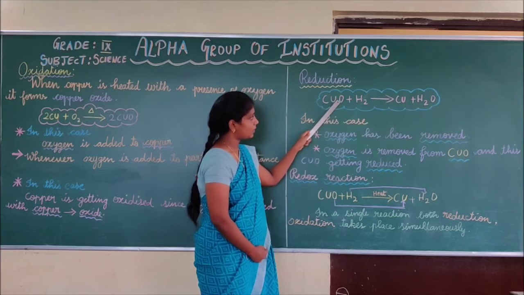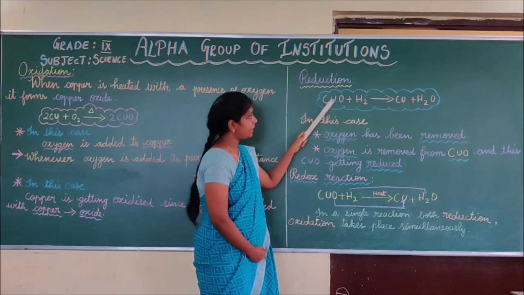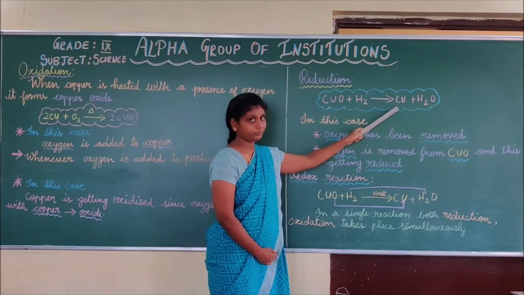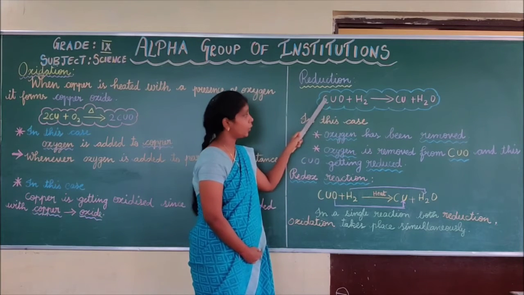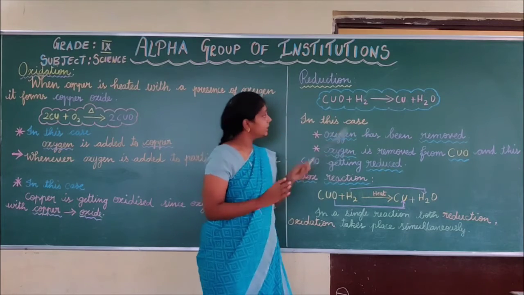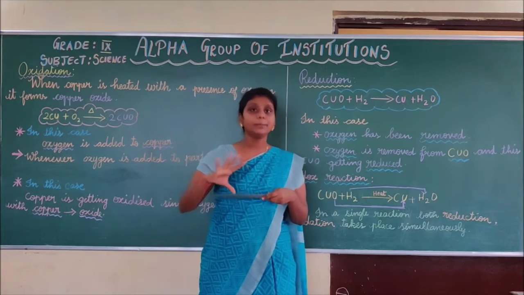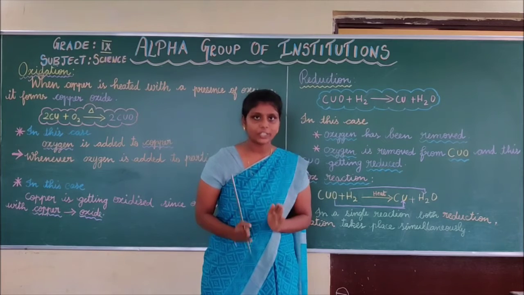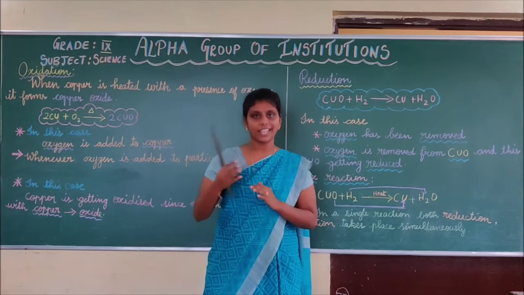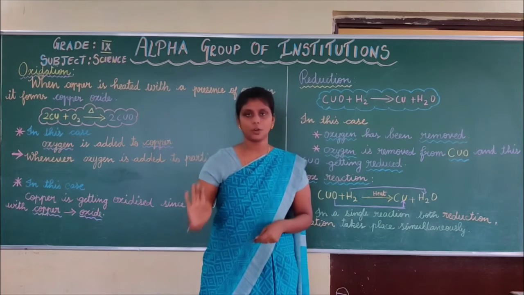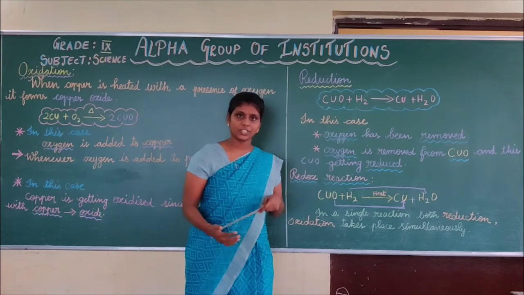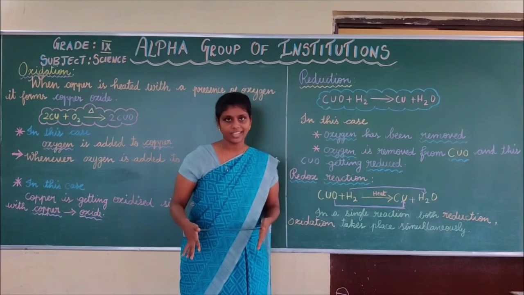See that oxygen is removed from copper oxide and changes into copper. Whenever the oxygen is removed, that process is called a reduction reaction. Or else we can simply define reduction reaction as removal of oxygen. Do you understand what is reduction reaction?